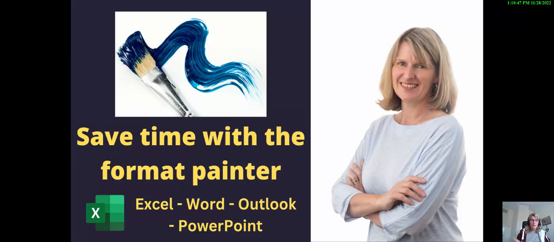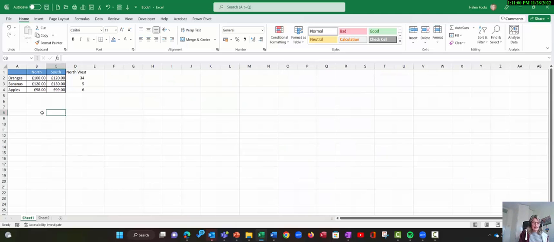So let's start off with Excel, and then I'll do a little demonstration in Word on how it can work. So here we are in Excel. Now just going to show you where the Format Painter is. You've probably used it before. It's up there. And in its most basic form, we can copy formats as it says on the tin.